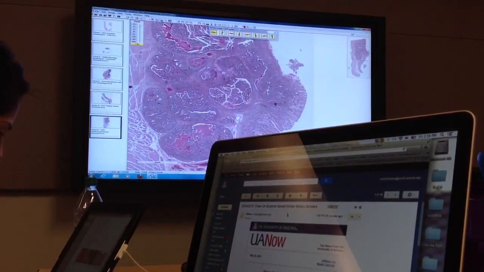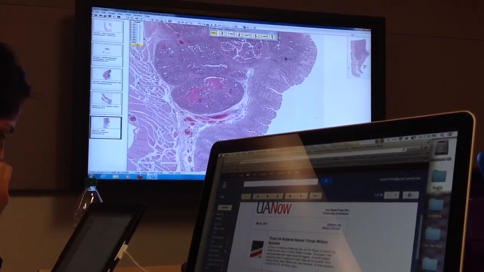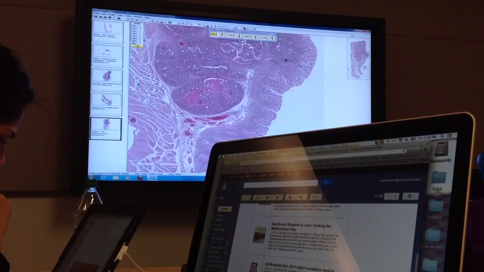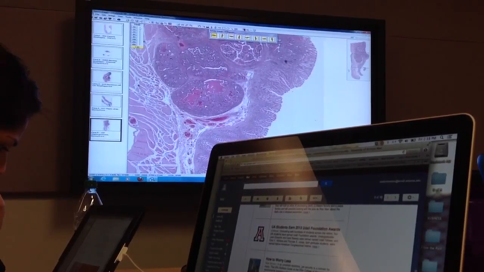It's not that signet ring cell, linitis plastica kind of cancer that Dr. Usera showed us in the gross lab. Okay. Now, let's see. Oh, we've got one more.